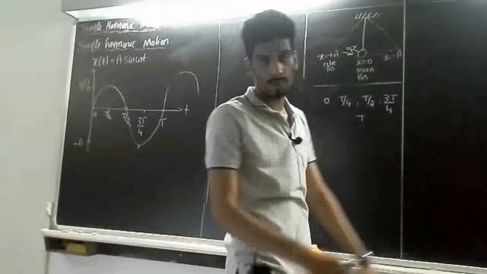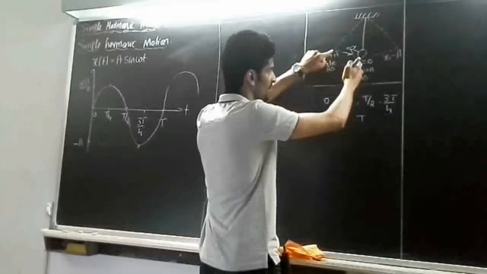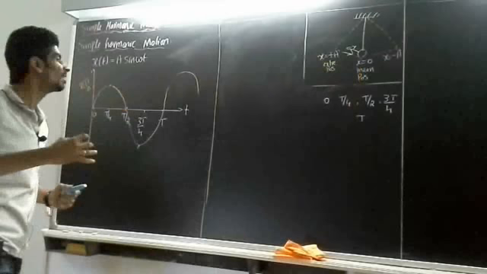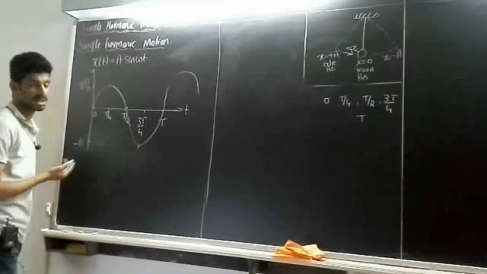So what about the velocity? At the mean position, I know that the displacement is 0. At the extreme position, the maximum displacement is nothing but the amplitude. So what can I expect for the velocity? I'm going to find out the velocity. A very simple way is to differentiate the displacement function with respect to time. I will get the velocity, which is a function of time.